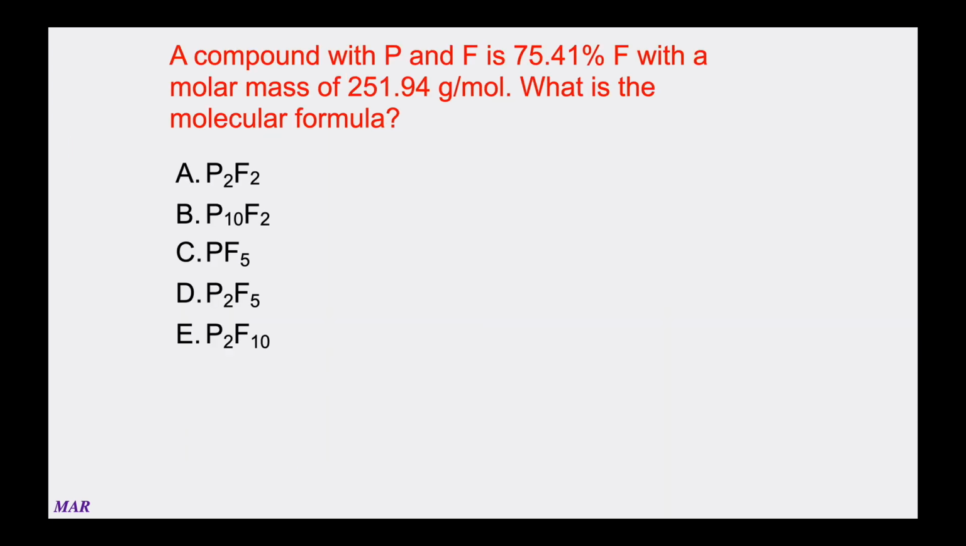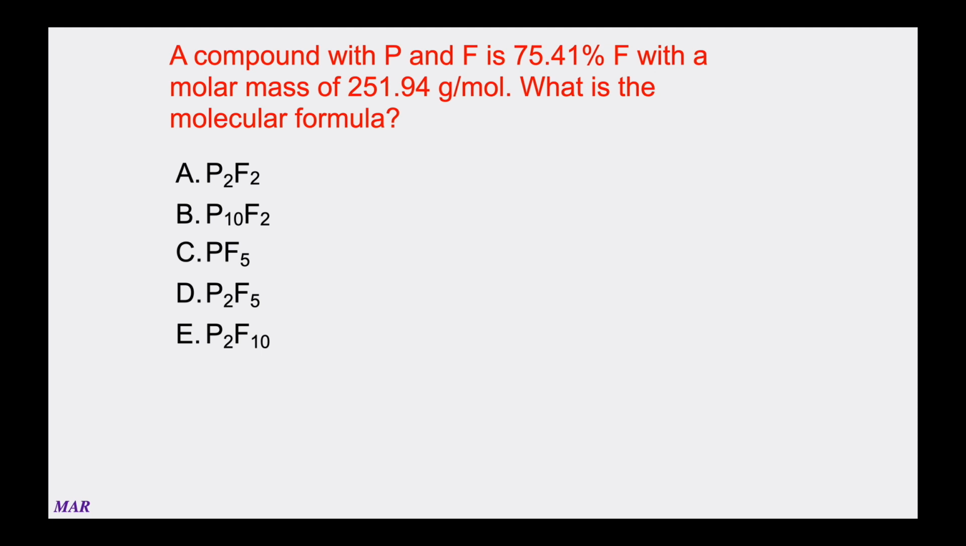Here's a question. We have a compound with phosphorus and fluorine, and it's 75.41% fluorine. Stop right there. Percent phosphorus will just be 100 minus 75.41. This happens a lot of times. Chemists are too cheap to buy all of them. I don't know. But anyway, no problem.